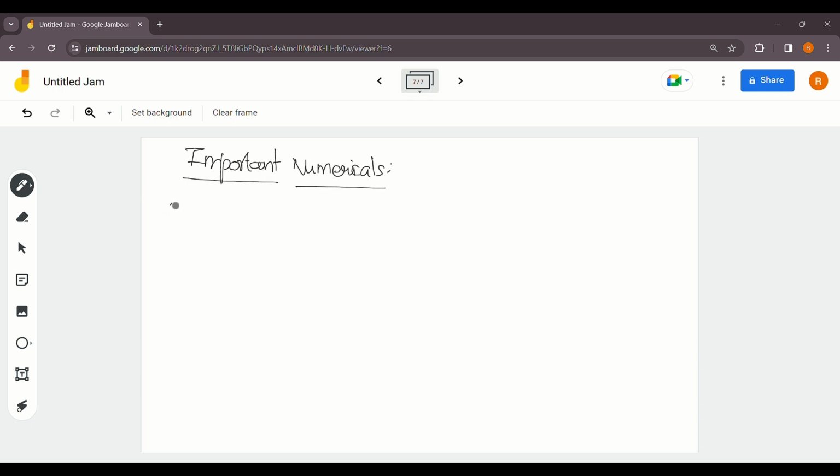Say I am going to pick some random numericals. First I'll tell you the method to solve, so that all of you are able to understand, and then we will solve some of the numerical questions. Very important numerical questions I am telling.